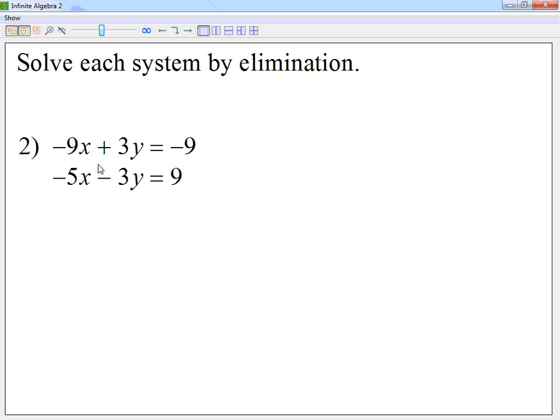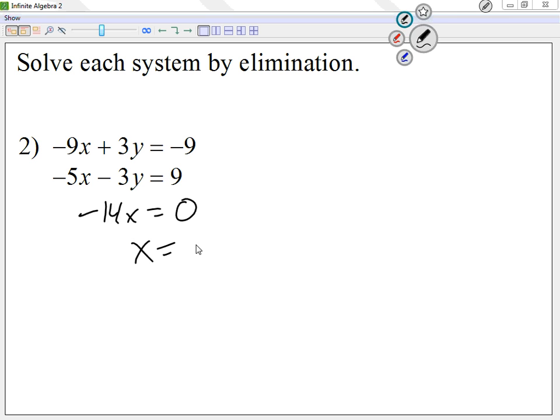Looking at question number 2, if I combine my like terms, in this case, the y cancels out. So if I combine the x's, I get negative 14x. I know the y's go away, it's 3 minus 3, 0. Then negative 9 and 9, it's 0. So if negative 14x equals 0, what's x? 0.